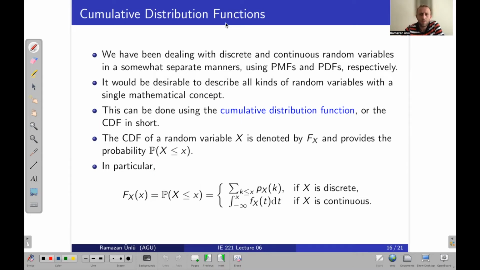Hi everyone, welcome to part 3 of lecture 6. In this lecture, we will cover the cumulative distribution function of continuous random variables.